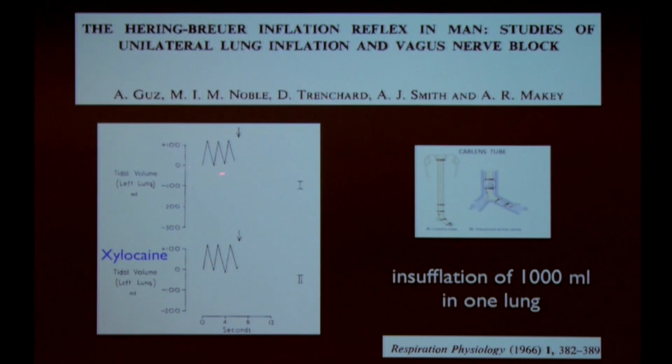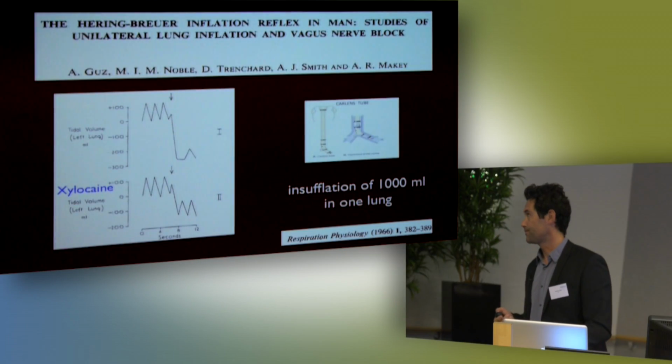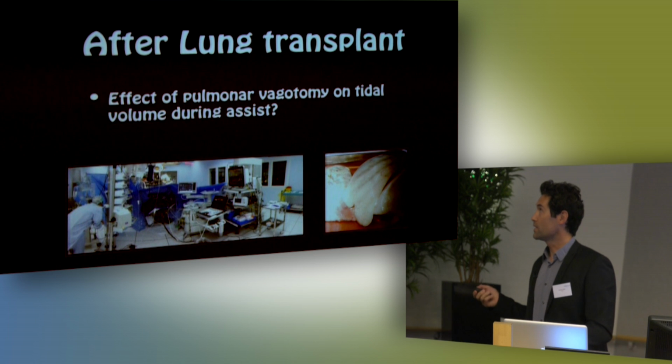of the patient from the right lung. So when you inflate the other lung, because you increase the distension, you stop the inflation, and this is the Hering-Breuer reflex. They tried to block it with xylocaine, which is not an easy thing to do, I think. And they saw a difference. The drop of tidal volume is because when you inflate on the other side, you decrease the volume of the other lung. So what is the effect of this pulmonary vagotomy on tidal volume during assist ventilation?